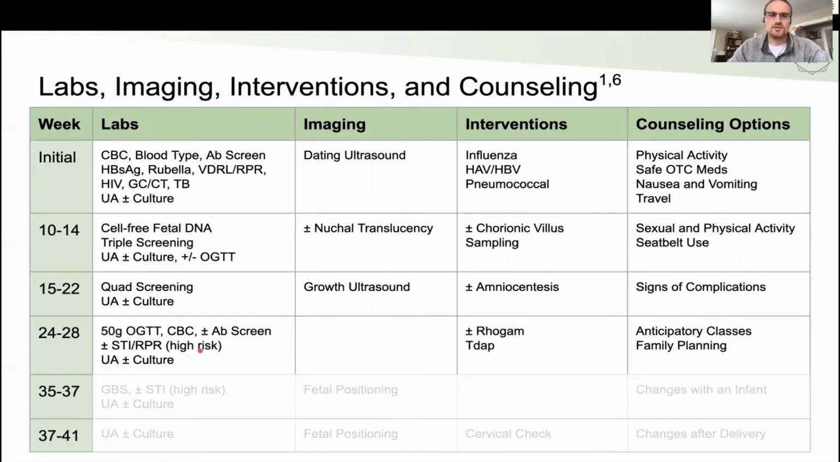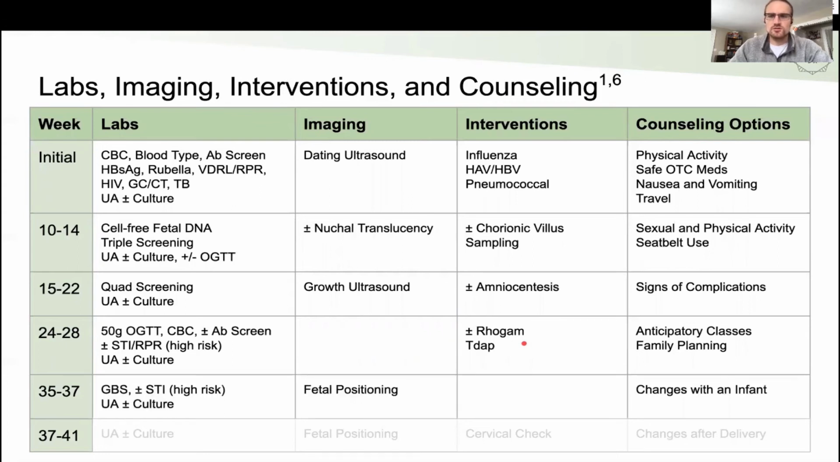Repeat some of the labs. If at high risk, you repeat some of the STI and syphilis screening. And you're grabbing a UA and culture each time just for the asymptomatic bacteria that we talked about, as well as screening for proteinuria. This would be when you do RhoGAM if a mom was Rh negative. And you'd also do Tdap to begin to prepare her antibodies to pass through the placenta to the baby to protect the baby from pertussis following delivery.